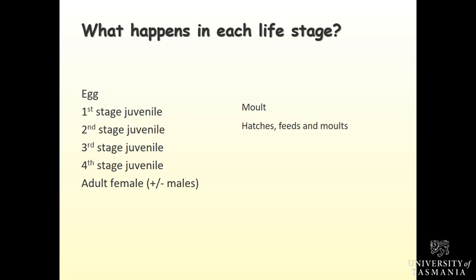So what happens? First stage, molts. Second stage starts to hatch. The egg hatches. They start to feed, and then molt again. Feed and molt, feed and molt, feed and molt, and eventually lay eggs. So, what does a nematode do? It eats and makes more nematodes, and grows a bit bigger each time.